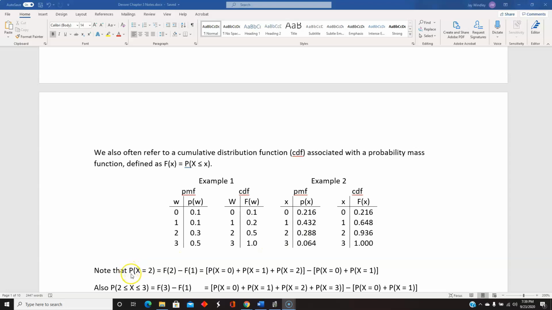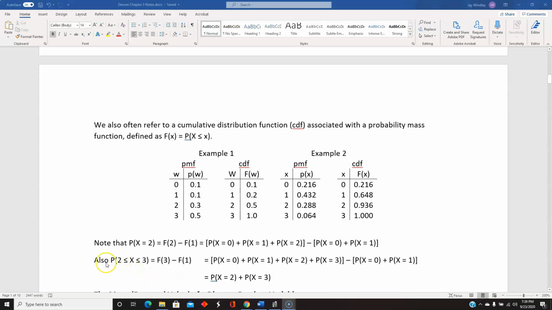Note that you can find the probability of a particular value of X by subtracting values of the cumulative distribution function, which is usually indicated with a capital F. So you add up all the probabilities up to 2, and then you subtract all of the probabilities added up to 1, as you see here. When you do that subtraction, what you're left with is the probability that X is 2. You've got 0, 1, and 2, and then you're subtracting 0 and 1. So what you're left with is the probability of 2.